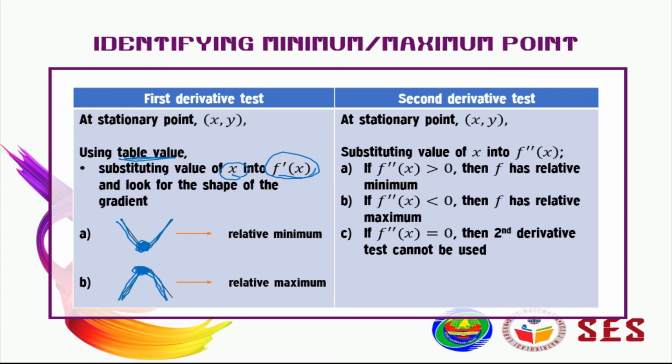Okay, and for the second derivative test, you are going to find f double prime. So you need to substitute values of x into f double prime. If it is greater than 0, then you have a relative minimum, and if it is less than 0, then you have a relative maximum. But if your f double prime x is equal to 0, then the second derivative test cannot be used, which means that you need to use the first derivative test.